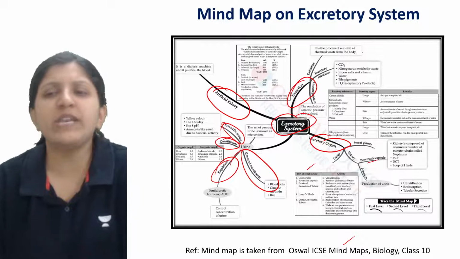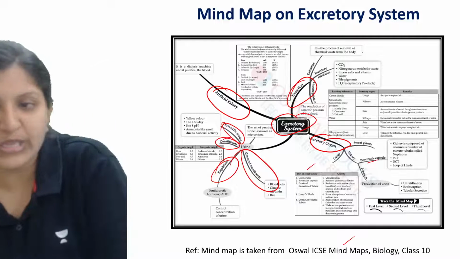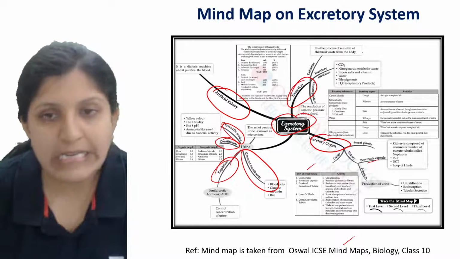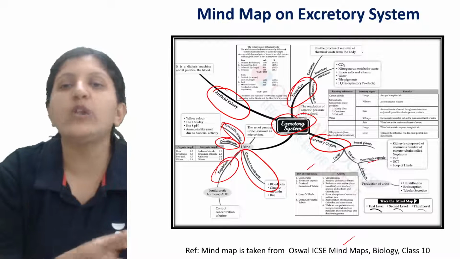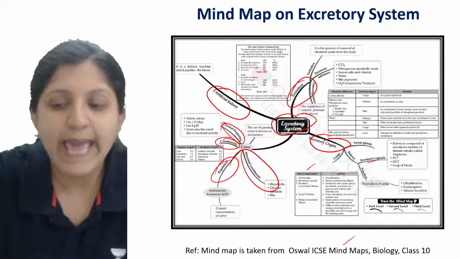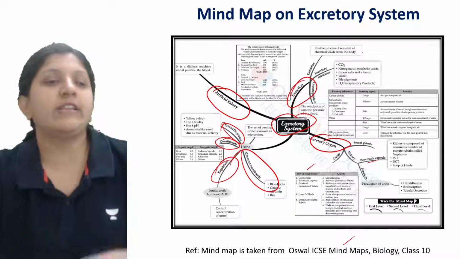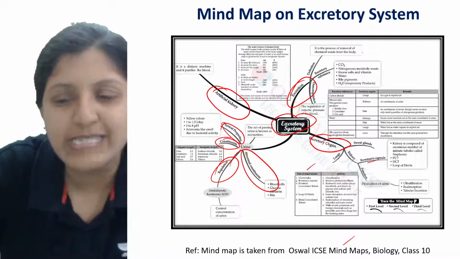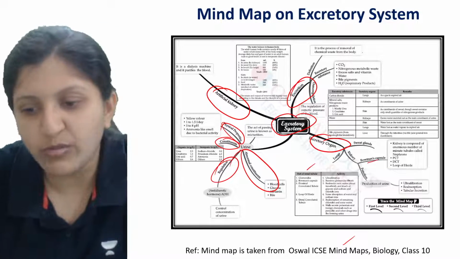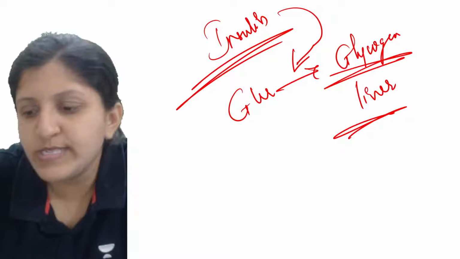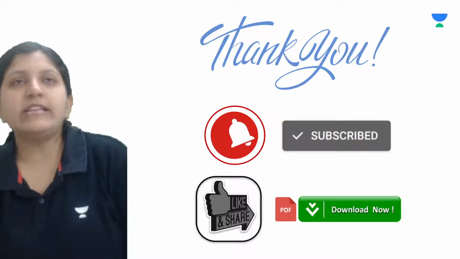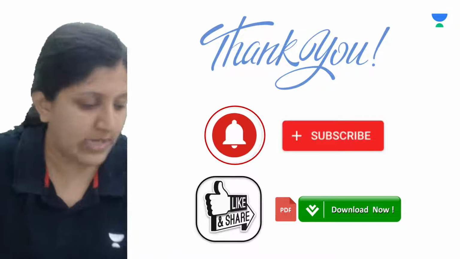If you are doing last minute preparation and have already studied this chapter but just want to revise once, you can have a quick look at the mind map of the excretory system. It will help you in revising whatever you have left out. I hope this was useful. Okay, all right, so today's session is done.